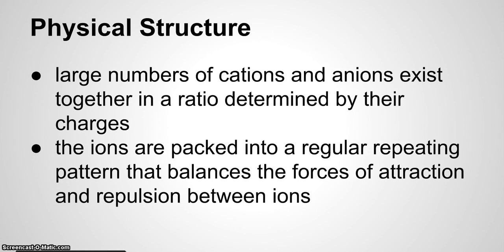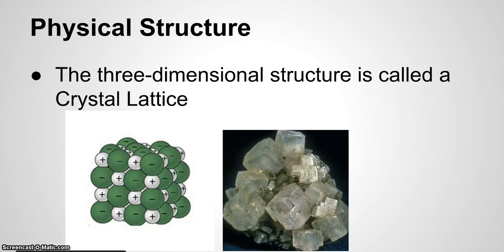In a molecular compound, you have individual molecules, like for water, you can have one H2O, one molecule of water. Well, with ionic compounds, it doesn't work that way. What you get is a large number of cations and anions, and they're all packed together into a regular repeating pattern that balances out those forces of attraction and repulsion. So you're going to get big geometric structures of a whole bunch of cations and anions all packed together, and that's what gives ionic compounds their crystalline structure.